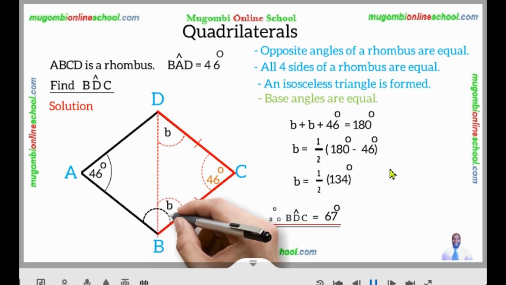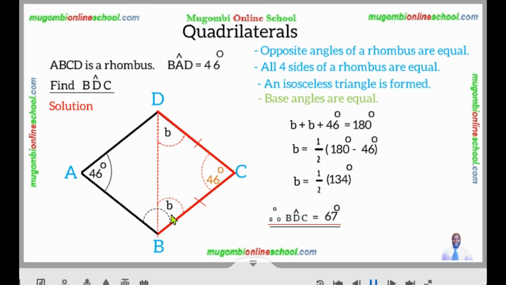So I want to test your math skills. Go ahead and calculate this angle. In other words, there's no need to calculate, just give me the size of this angle. I just want to test your math skills here. What is the size of this angle?